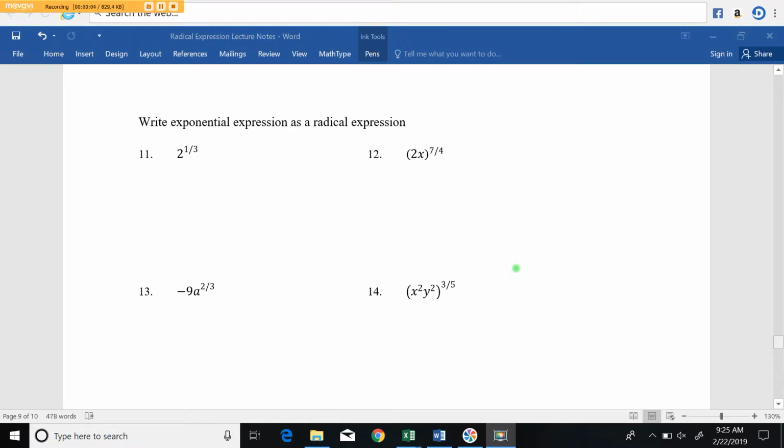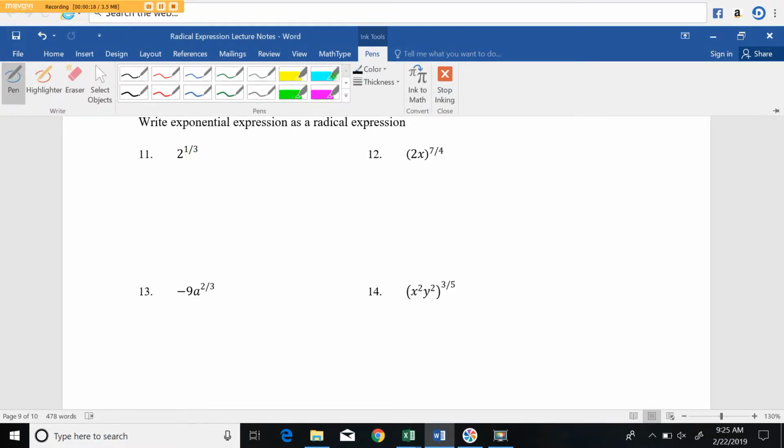I'm making this video to help you understand how to go back and forth between exponential expressions and radical expressions. So we'll take a look at number 11 here. I already went through this once, but let me just do a quick overview.